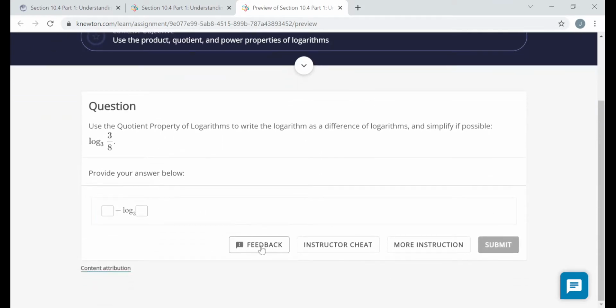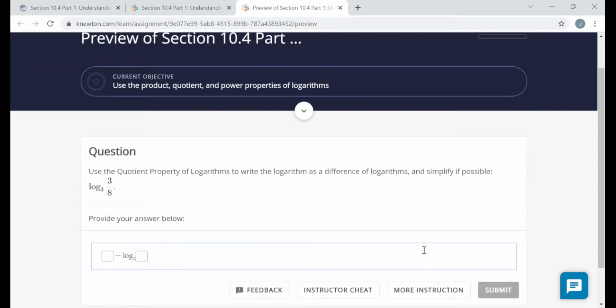And at the bottom of every question, you should be seeing a feedback button where you can send feedback to Knewton if you wish. You will not see the instructor cheat button. Right, that will not be there. But you will see a more instruction button, which you can click on and see further reading material, maybe some videos that are related to the current objective, and hopefully those help.